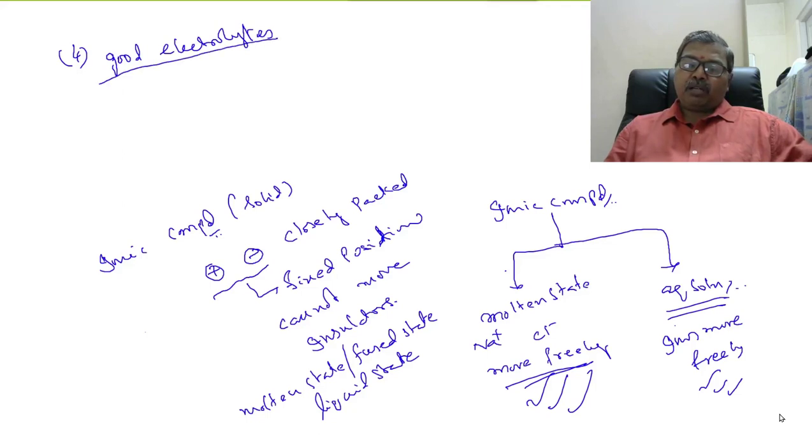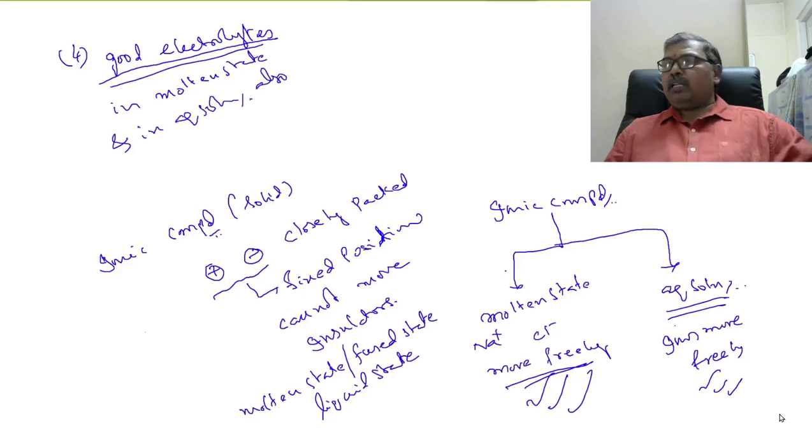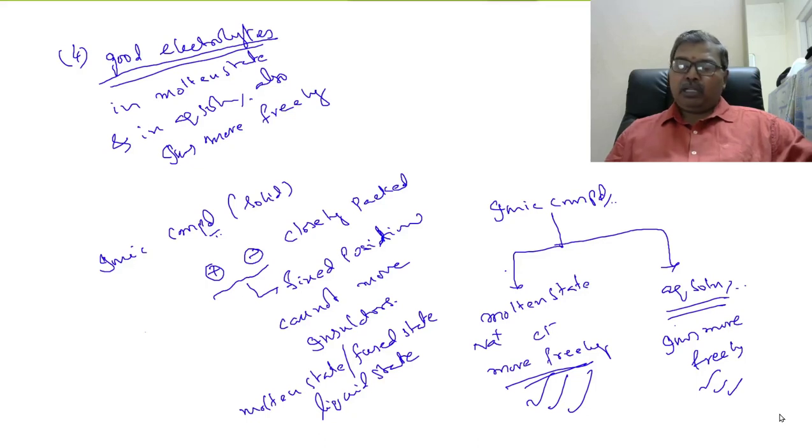So ionic compounds are good electrolytes in the molten state and in aqueous solution also. What is the reason for this? In the molten state or in aqueous solutions, ions move freely. So due to the free movement of oppositely charged ions, ionic compounds are good electrolytes.